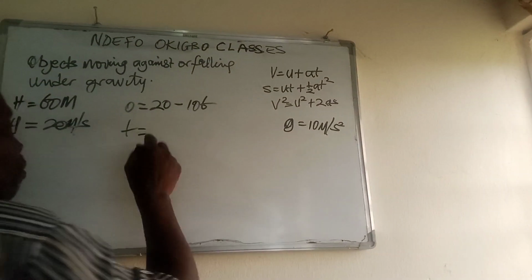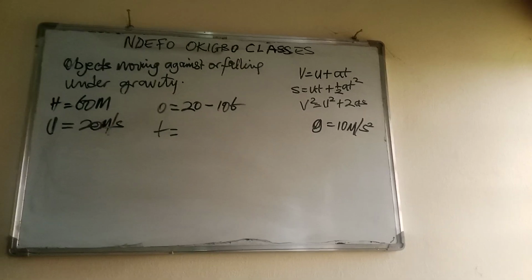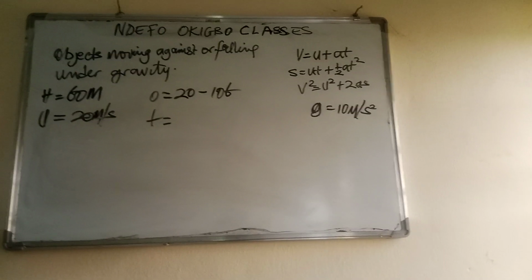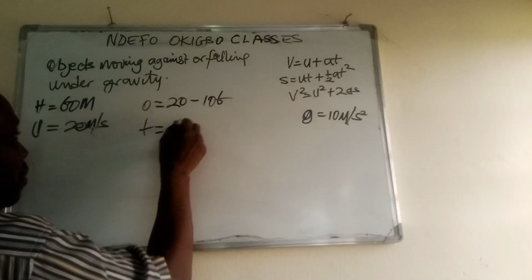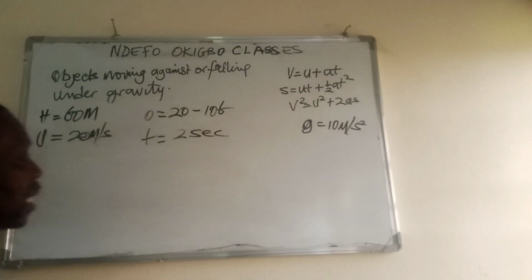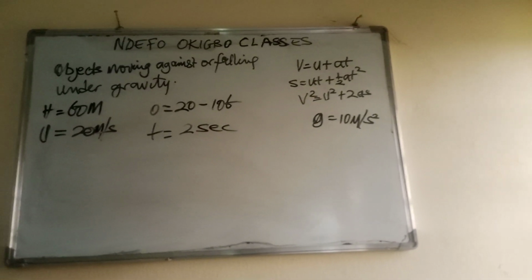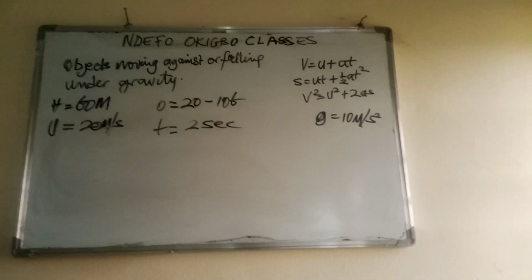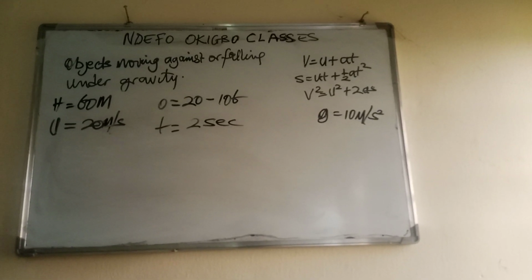The time he used to get to the highest point will be 2 seconds, that's 20 divided by 10. So 2 seconds to reach the highest height, at which the velocity would be 0.